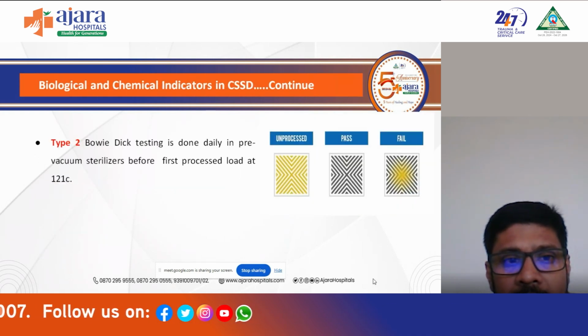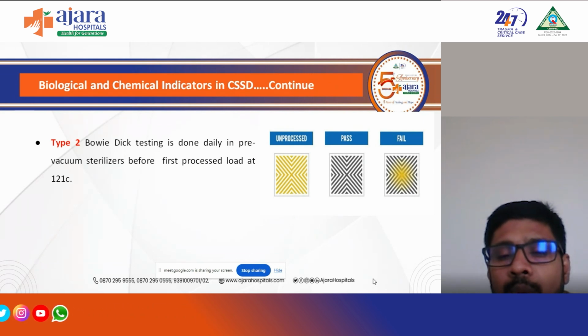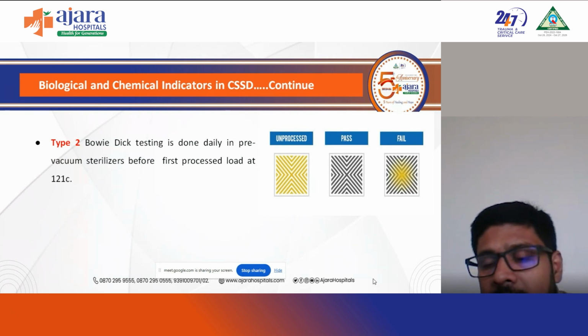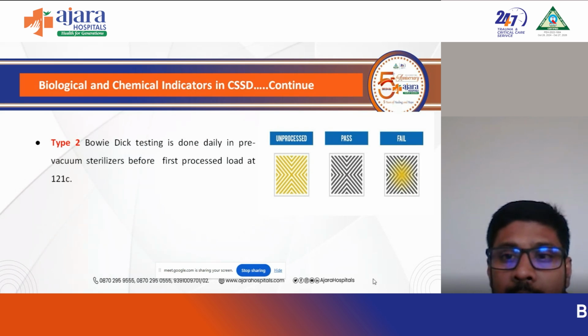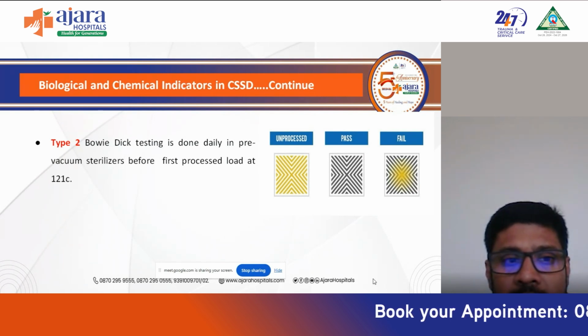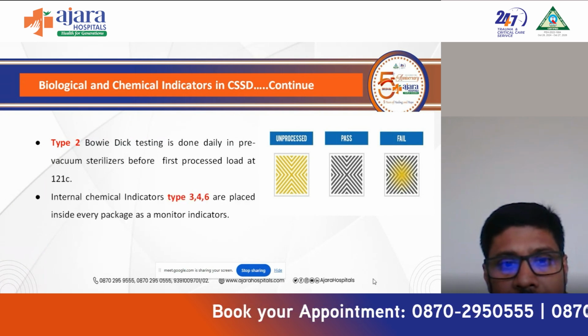And the type 2 indicator, Bowie-Dick testing, is done daily in pre-vacuum sterilizers before the first load, put into the machine. This is unprocessed, completely yellow in color, and if it passes, the sterilization is proper and it turns black, and if it is in dual color, the sterilization process has failed. This is one of the indicators for validation.